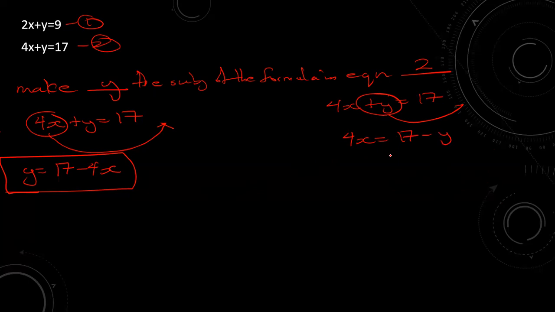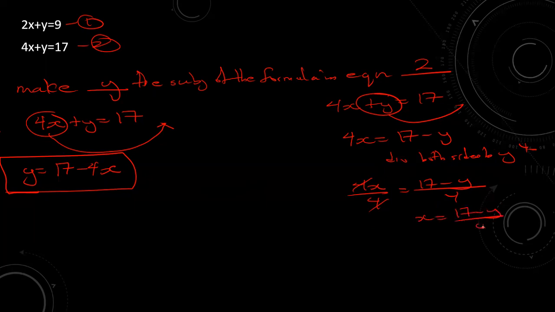So divide both sides by 4, so we have 4x divided by 4 equals 17 minus y divided by 4. Okay, so we have x equals 17 minus y divided by 4. The reason why I'll likely use the first one is because it's easier. There are no fractions there. But if you want to, you can also use this. We'll still get the same answer. So I'll use both, just so you see both ways.